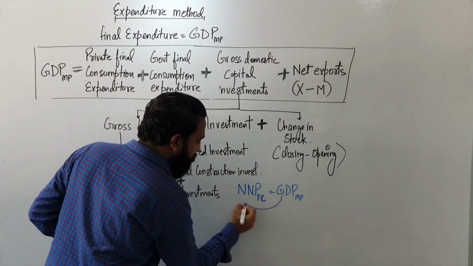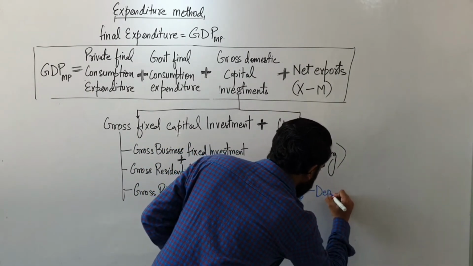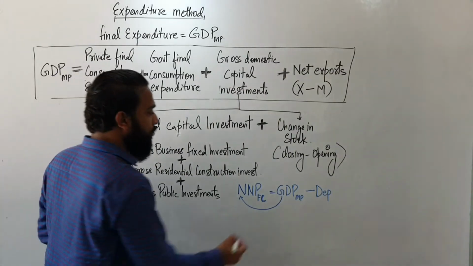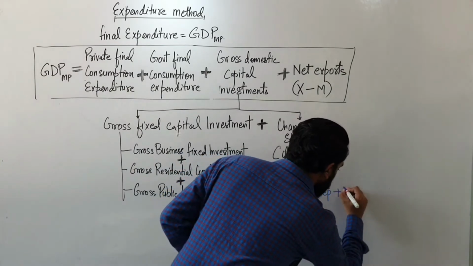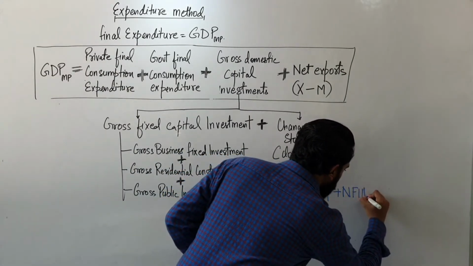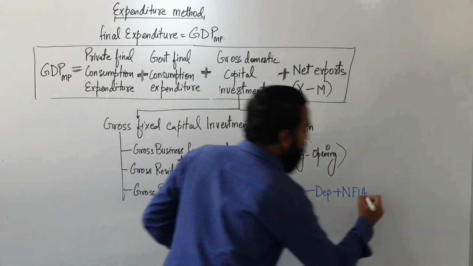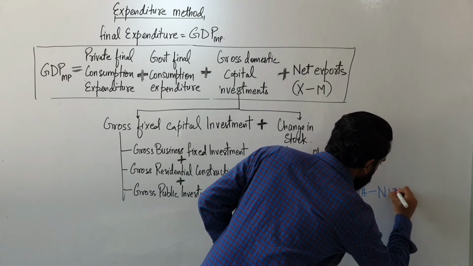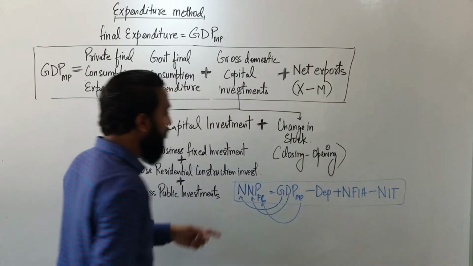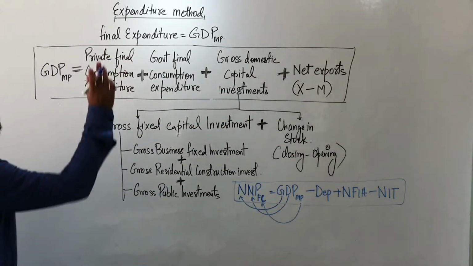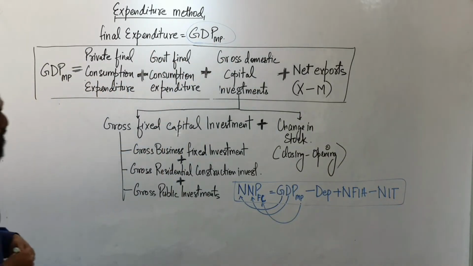Now, to convert gross value into net value, what do we do? We subtract the depreciation. To convert domestic value into national value, we add the NFIA, net factor income from abroad. And to convert market price into factor cost, we deduct the net indirect taxes, and thus we can calculate the national income with the help of the expenditure method, because the expenditure method gives us another important aggregate, which is GDP-MP.